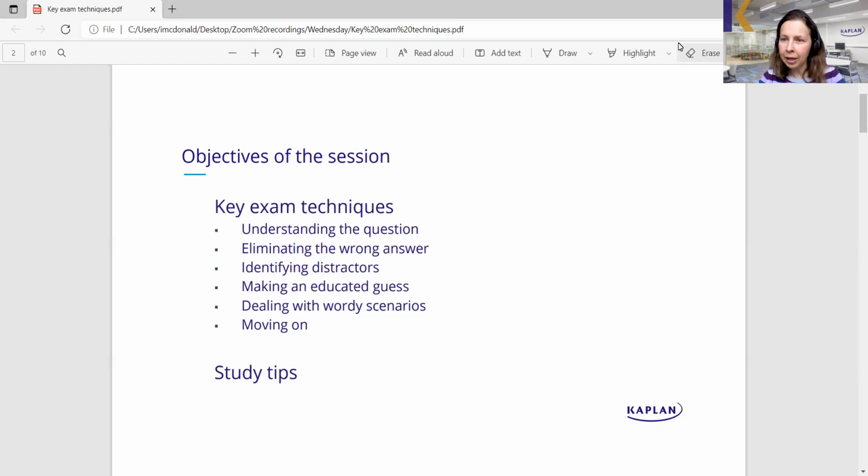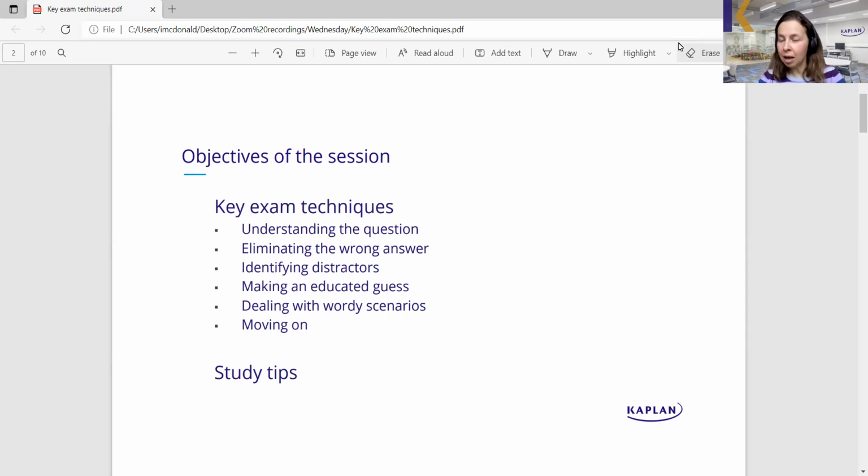So by eliminating certain answers that are clearly wrong, you have a higher chance of getting the answer right. There could also be some distractors, like odd options from which you need to choose. By getting rid of those distractors, those decoys the examiners put in, you'll be able to focus on the right options. And sometimes you do need to make an educated guess, but this session is going to help you improve the quality of your guessing.